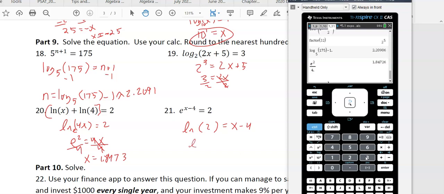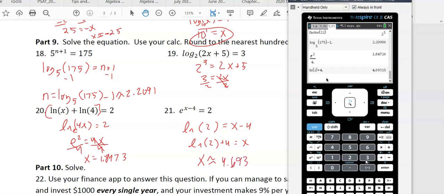This would be natural log of 2 equals x minus 4. Add 4, you get natural log of 2 plus 4 equals x. That's the exact answer. Get your calculator out. It'd be control e to the x, which is natural log of 2 plus 4. And you get x is approximately equal to 4.6932.